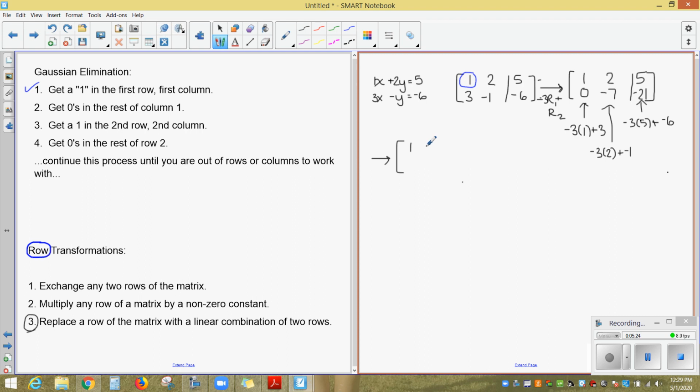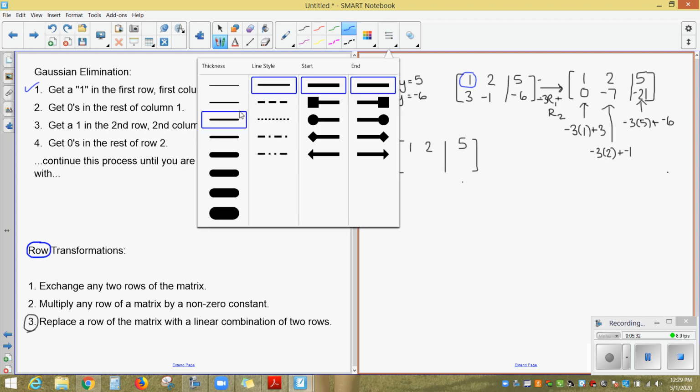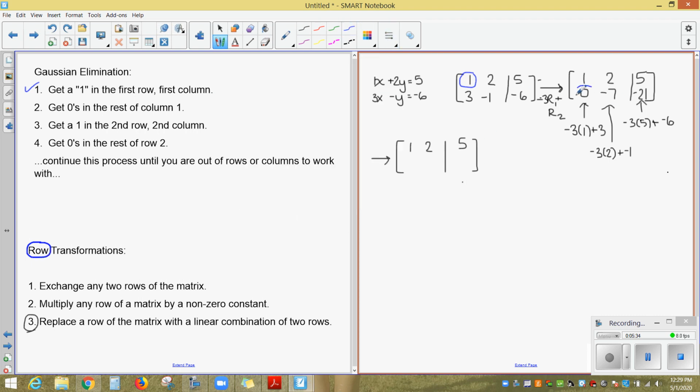Alright, so now my top row, we said it was the way we wanted it. In the second row, first column, we now have finished up with our 0. If there were more rows below, we would need to do the same idea again over and over until we had zeros all the way to the bottom.